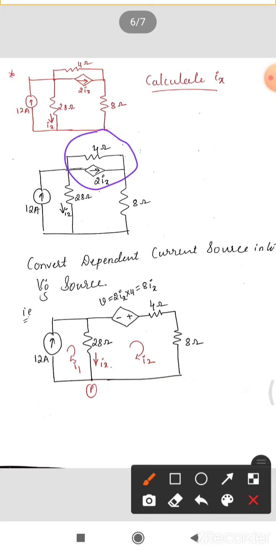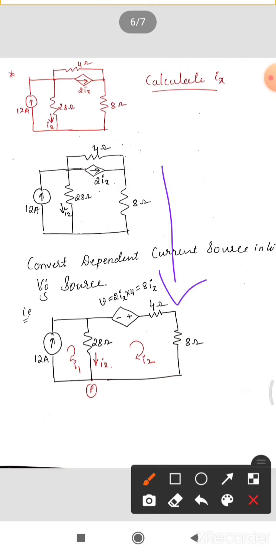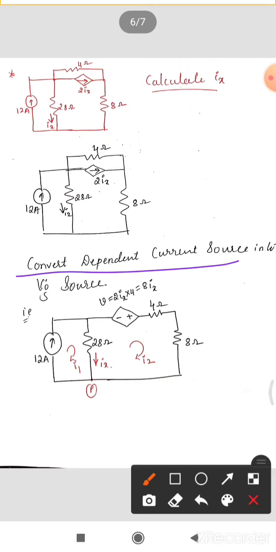See, this one is a dependent current source and this one is a resistance, both are in parallel. So you can convert this current source into a voltage source. This one also you can do, right? Now I explain in this way, by converting it. Otherwise, take this one as a current source between 2 loops and apply super mesh. Let's see, convert the dependent current source into a dependent voltage source.